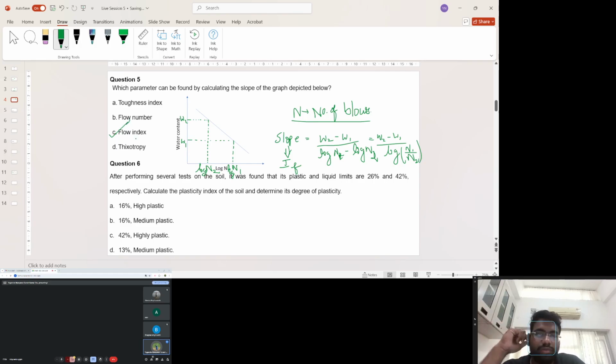This is one of the important parameters which can be related to shear strength also, but not exactly. There is a direct relationship or proportionality with shear strength. So this is the flow index.